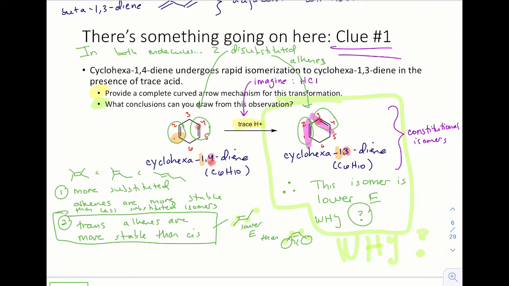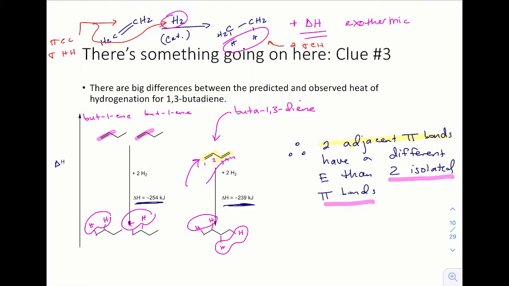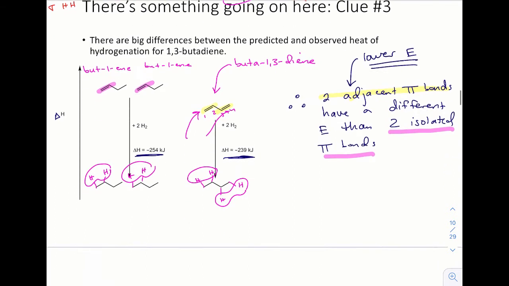Two adjacent pi bonds were lower energy than two isolated pi bonds. All this evidence is showing us that two adjacent pi bonds are lower energy than two isolated pi bonds. I think it's time to figure out why.